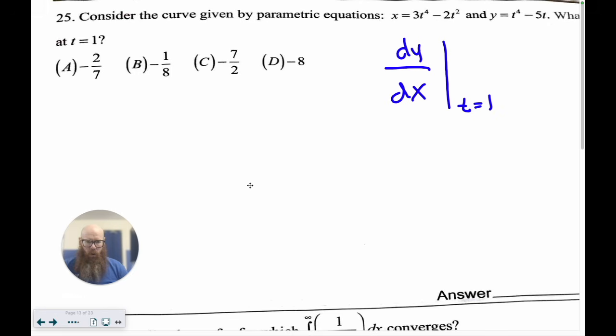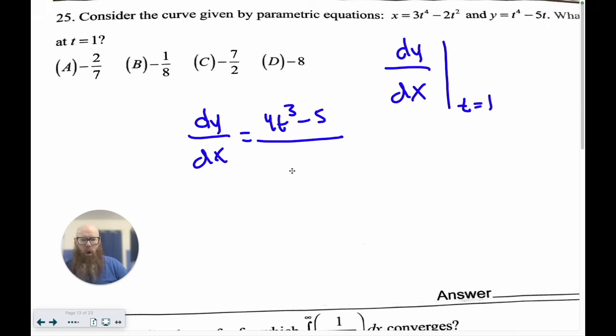If it wants dy dx, dy dx is dy dt over dx dt. So dy dx is simply 4t cubed minus 5 over 12t cubed minus 8t, and we're just evaluating at 1. This one's pretty straightforward. Throw in 1 here and you get negative 1. Throw in 1 here and... oh, it's 4t.